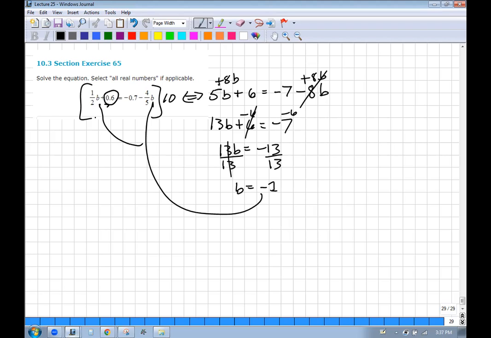0.6 minus a half. A half is 0.5. 0.6 minus 0.5 would be 0.1. Over here, if b is -1, we would have 4/5. Well, 4/5 is 0.8 minus 0.7 is 0.1. So you could do a check in your head.